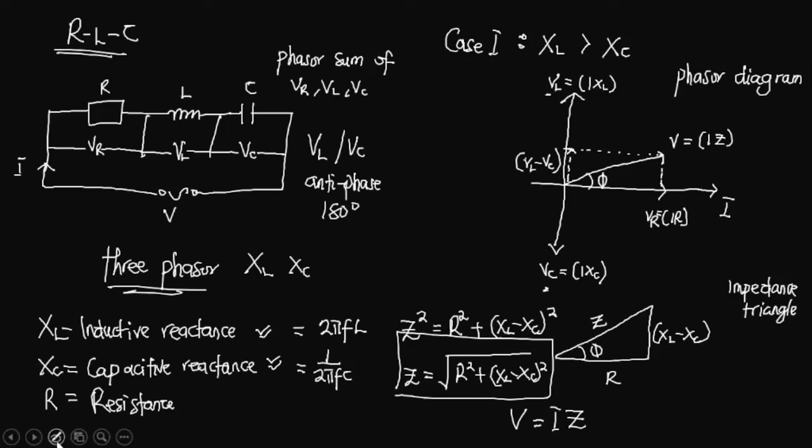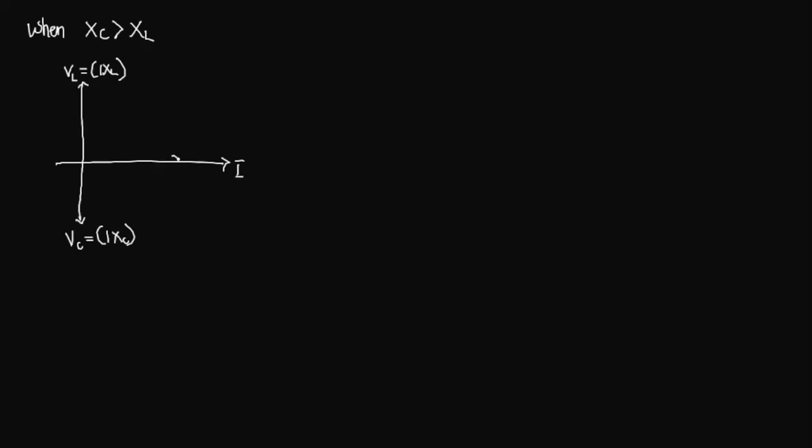All right, so what if we have the second case? Let's look at the second case, when we have the capacitive reactance greater than the inductive reactance, and how the phasor diagram will look. Now when we have XC being greater than XL, we still have our phasor diagram looking like this. We still have our VL here, which is equal to IXL. We still have our VC here, which is equal to IXC. Then we still have our current in this direction, and our resistance also in this particular direction.